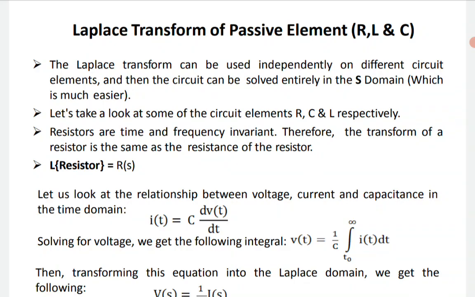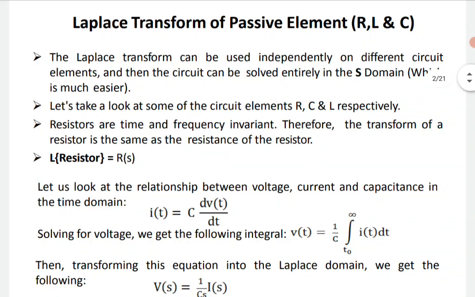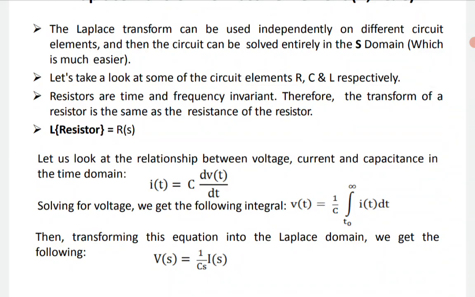So let us look at the relationship between voltage, current and capacitance in the time domain. That very familiar expression we have already studied in basic electrical technology, so that thing is revised again. So I of t in time domain can be represented as C into dV of t by dt. When I wish to evaluate the voltage, then V of t is equal to 1 by C integral t0 to infinity I of t dt.